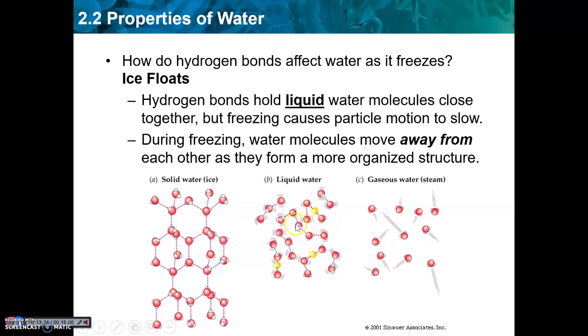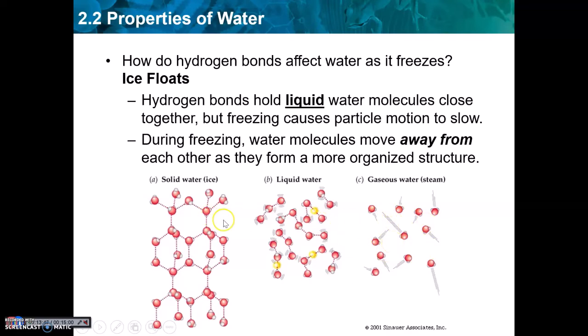Well, look at the liquid water. Liquid water is moving more quickly than the molecules in solid water. However, they don't move so quickly that they can't hydrogen bond. So they form lots of hydrogen bonds, and all of those bonds together are going to really cause that water to pull in and become much more dense than in the gaseous state that you see here.